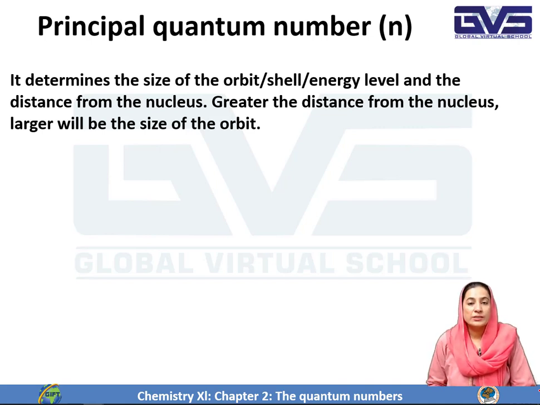So principal quantum number determines the size of the orbit, shell or energy level and the distance from the nucleus. Greater the distance from the nucleus, larger will be the size of the orbit, of course. It starts with positive numbers, that is 1, 2, 3, 4 and so on up to infinity. Its value is never zero, it always starts with 1.